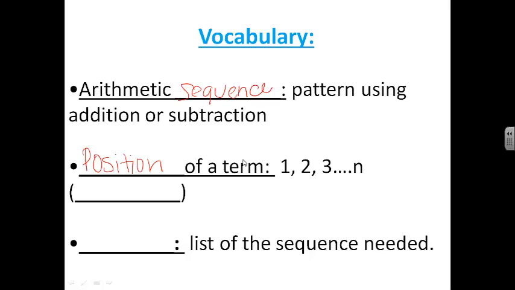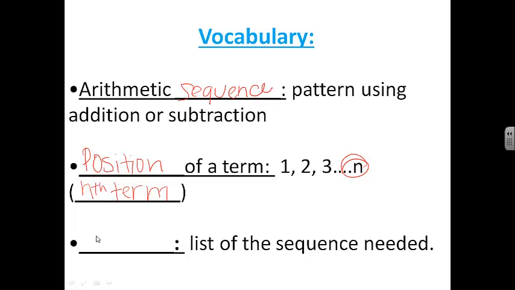So position of a term is 1, 2, 3, 4, 5, 6, and so on. The n is just saying it goes on for a while. n can be replaced with any number because it's a variable. So we call this the nth term, because we can replace it with anything. That's why we call it a variable, and that's why it's a letter.